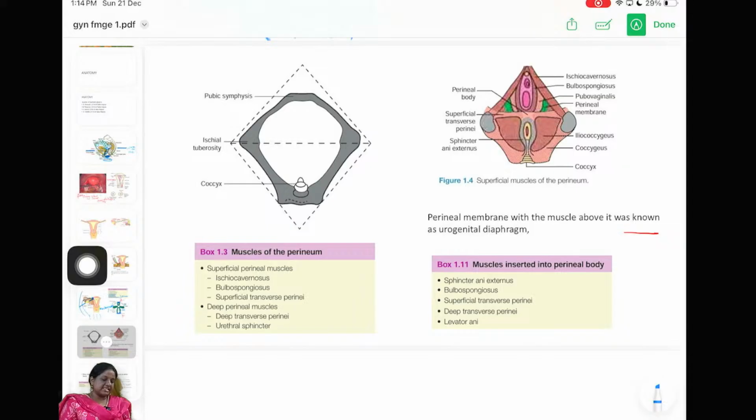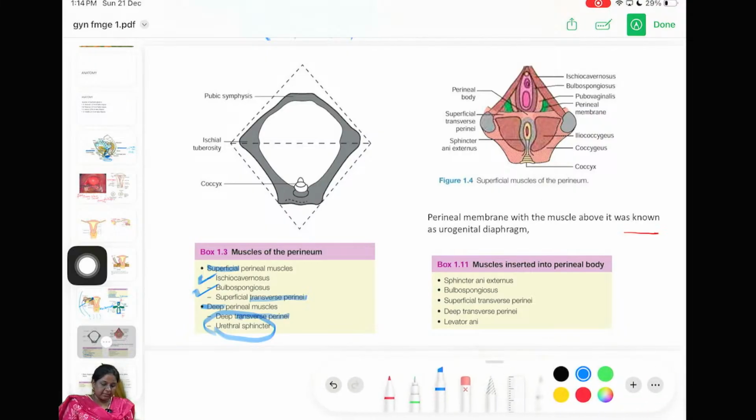So what are the muscles? Now we saw the ligaments. Now what are the muscles of the perineum? Muscles are divided into superficial muscles and deep muscles. You just have to understand there are going to be two transverse perineae: one is superficial transverse, one is deep transverse perineae. Apart from that, in superficial muscles, there is going to be ischiocavernosus and bulbospongiosus. And deep, there is going to be additionally the urethral sphincter. So all these pelvic muscles will come and join together in a place called the perineal body.